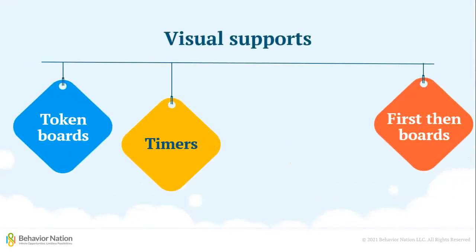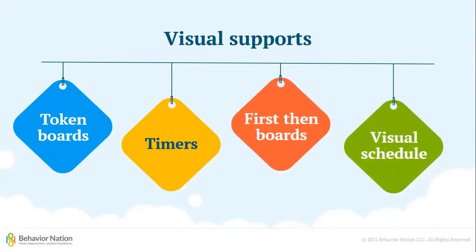Things that you can consider implementing with your child are visual supports. Visual supports are things like token boards, visual timers, first then boards using either pictures or words, and a visual schedule.